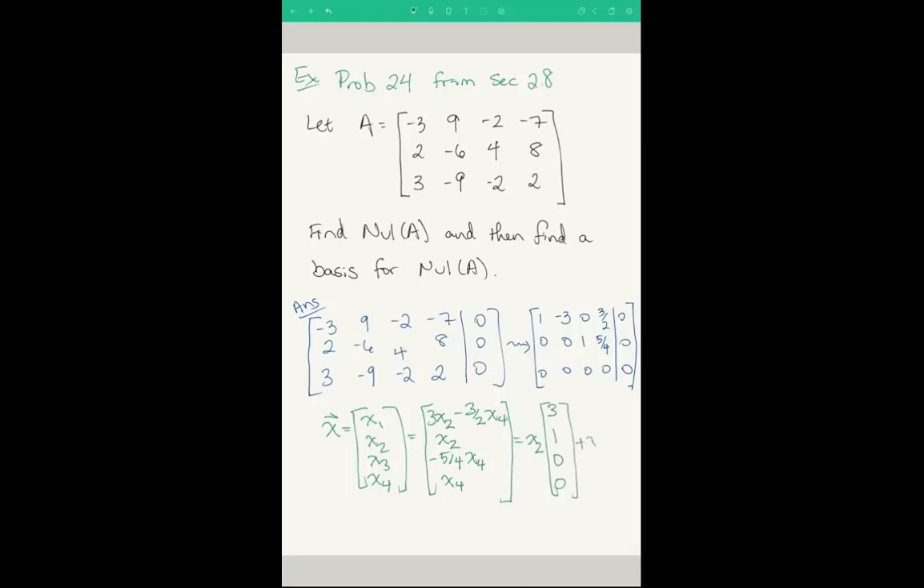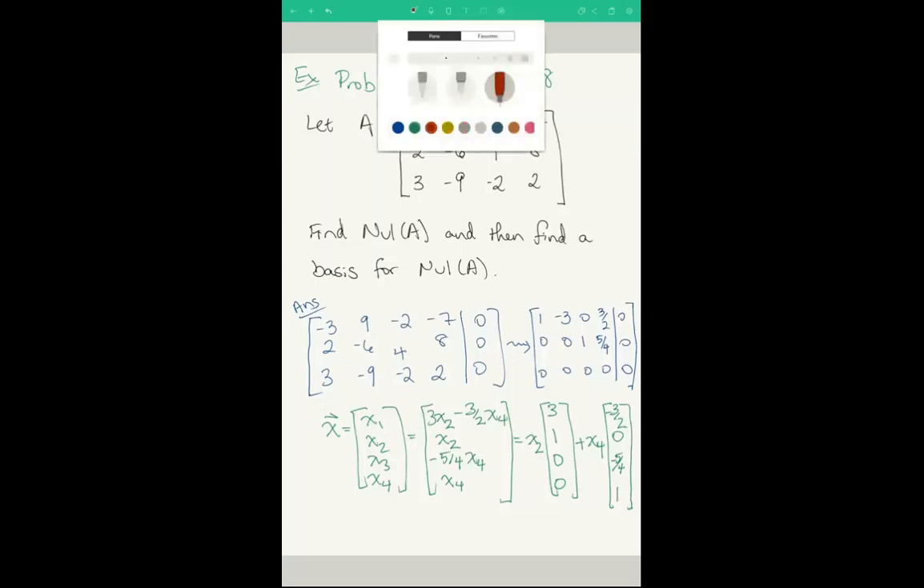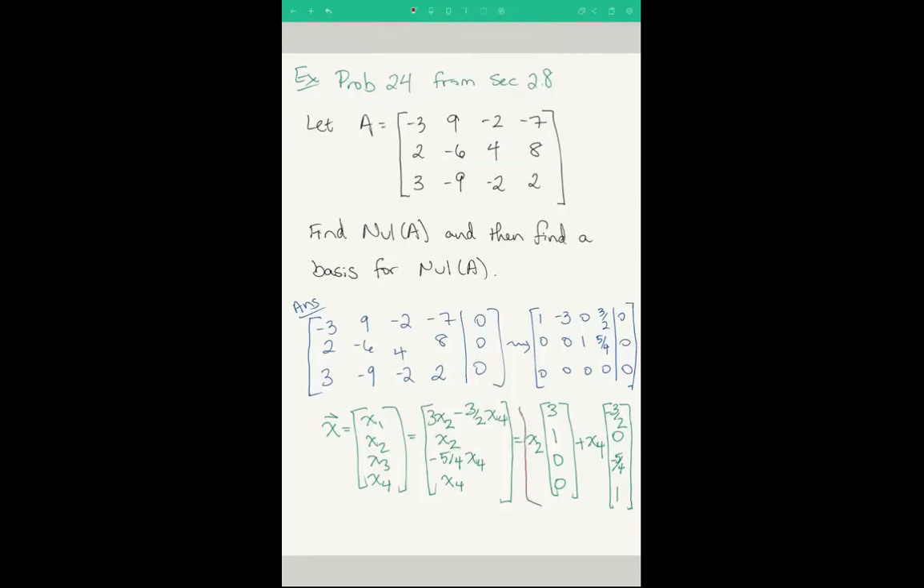And then to that, we can add on factoring out x4. So that's going to give us, there are minus 3 halves copies of x4 in x1, no copies in x2, minus 5/4 copies in x3, and 1 copy in x4. Okay, so this right here, this space, let's maybe highlight that. This is our null space right in here. So this is the null space of A. This is the set of all solutions. So any solution can be written like that.